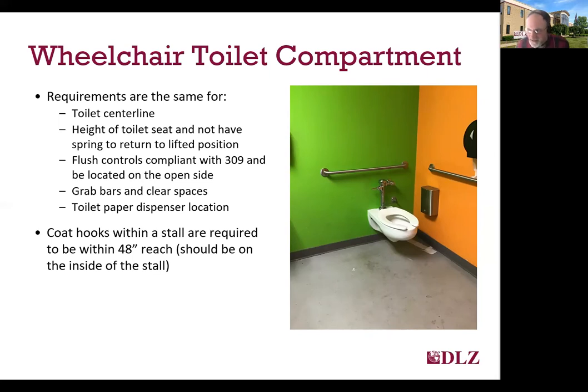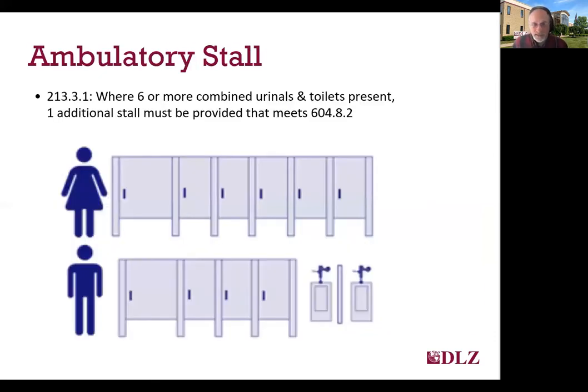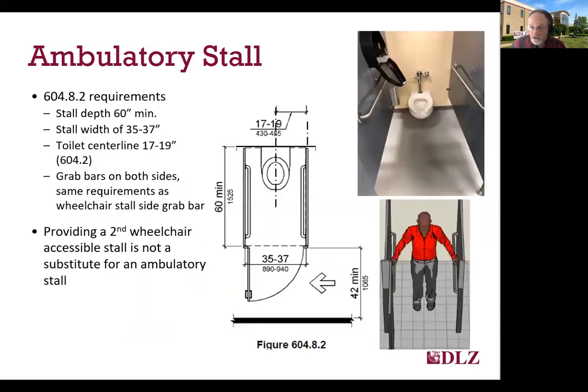Oddly enough, we do see a few installations where the coat hook for a person's coat or other belongings is put on the outside of the stall door, which isn't really a very secure place to put them for the person inside the stall. As I mentioned earlier, 213.3.1 of the scoping provisions requires that where you have 6 or more combined urinals and toilets, one additional stall must be provided that meets the requirements of 604.8.2 for ambulatory stalls. An ambulatory stall is one that can be used by persons that are able to walk with or without the assistance of a mobility device.